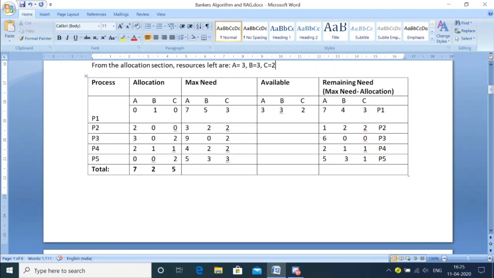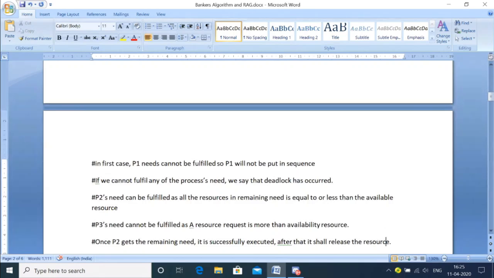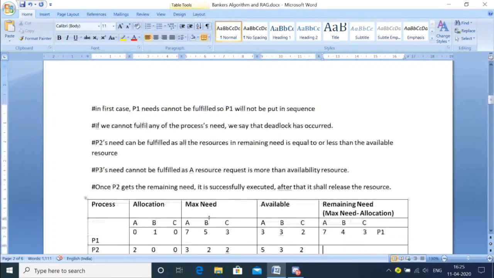So if P2 is fulfilling the condition, why? Because the need is less than or equal to the availability of the instances of resources. Hence, we will phase P2 out from the system. Okay, that phasing means what? That means P2 will be given to the CPU for execution and it will be phased out. So P2's need can be fulfilled, as the remaining need is equal to or less than the available resources.